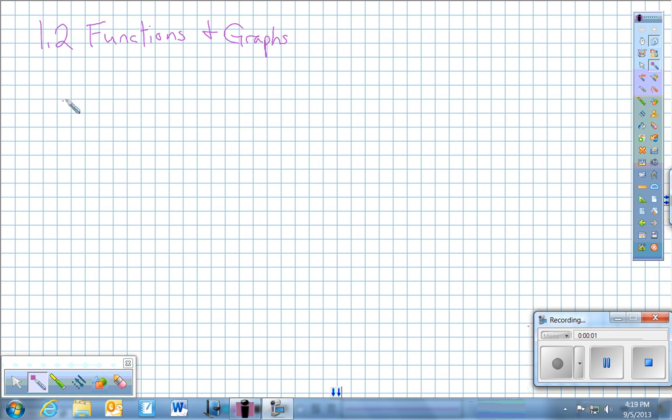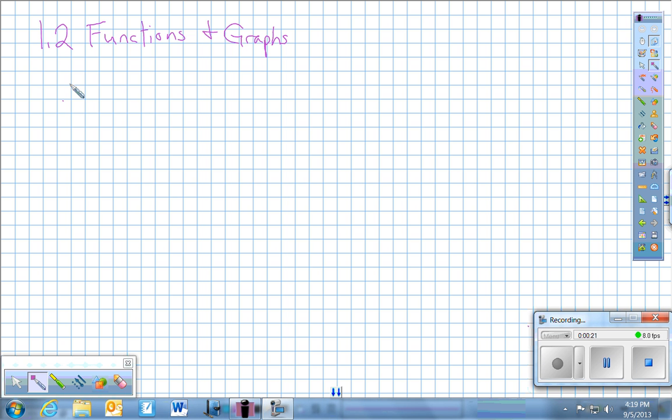Section 1.2, functions and graphs. A little bit about the definition of a function. You can find it on page 78. It says a relation that's a correspondence between the first set, called the domain, the second set, called the range, such that each member of the range corresponds to at least one member of the range.